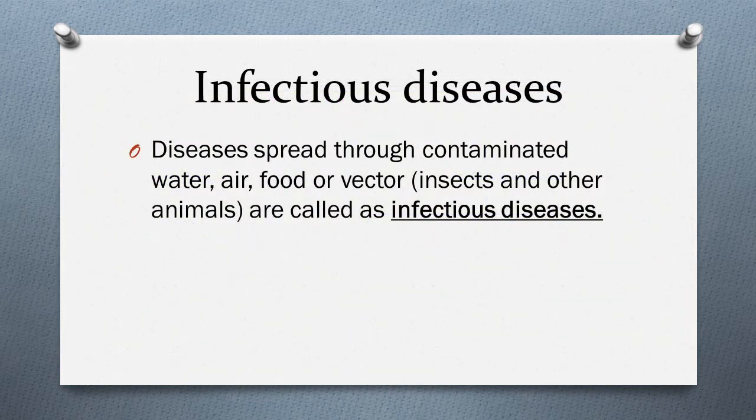Now let's see the definition of infectious disease. So what are infectious diseases? Diseases spread through contaminated air, food or vector are called infectious diseases. So these diseases are spread through contaminated means, impure or dirty. So dirty water, air, food or vector. What is a vector? These are insects and other animals. So these can be spread through insects, like mosquitoes, and are called infectious diseases.